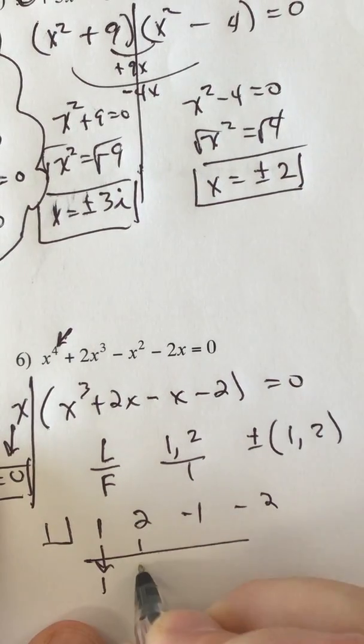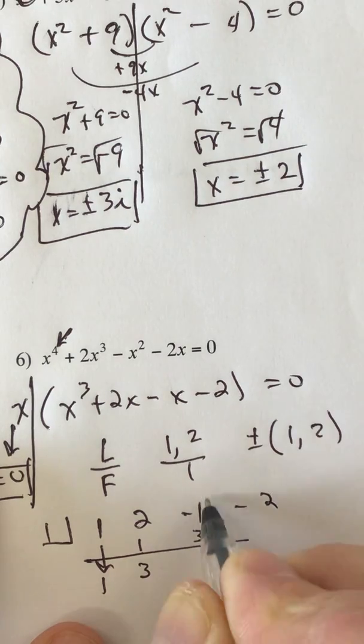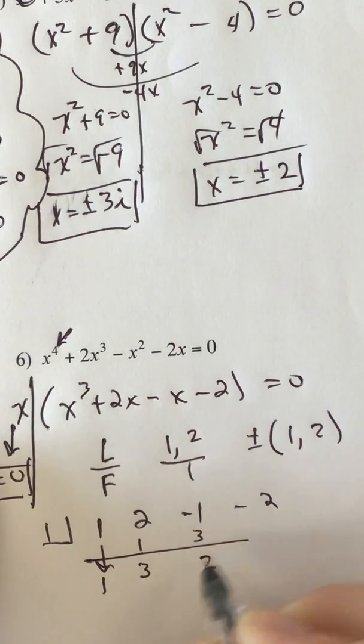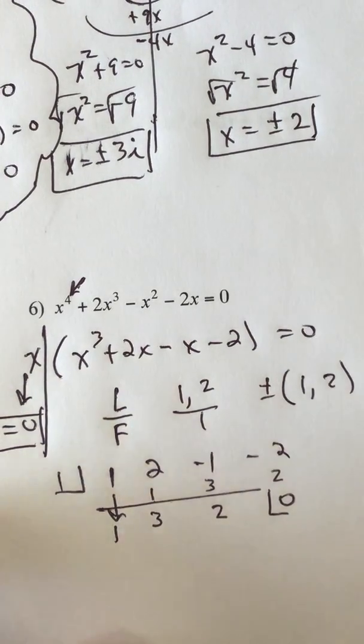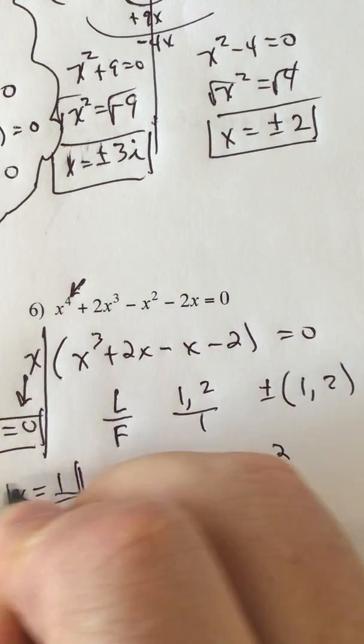1 times 1 is 1, add is 3. 1 times 3 is 3, add is 2. 1 times 2 is 2, found it right off the bat. It was 1. There's 2 answers.